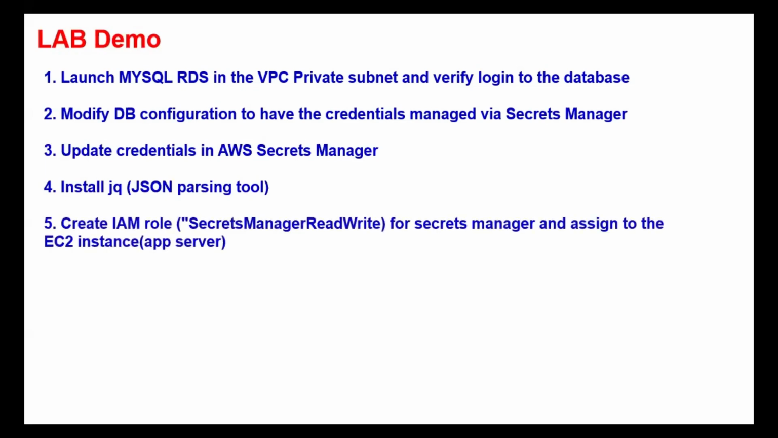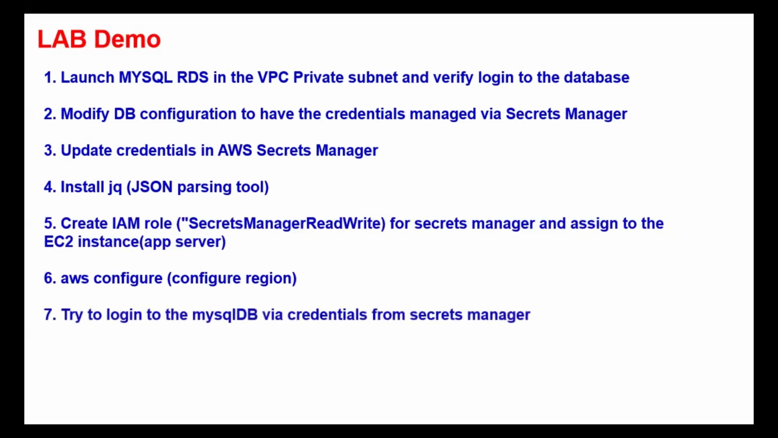And after that, we need to create an IAM role with the Secrets Manager read-write permission, which has to be assigned to the EC2 instance, from where we will be accessing our MySQL RDS. So in our case, we will have to assign this permission to the app server, from which we will be accessing the database. Then finally, we have to use the AWS configure in order to configure the region, because we will be using the CLI commands in order to extract the secrets from the Secrets Manager.